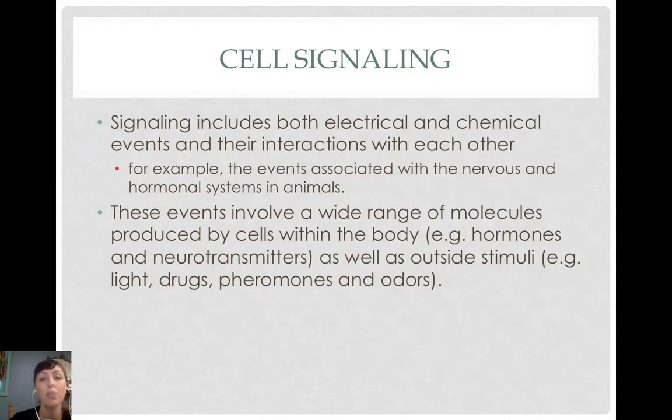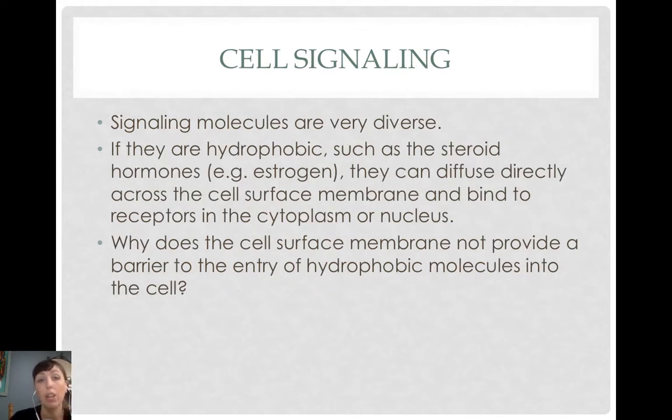Okay, signaling includes both electrical and chemical events and their interactions with each other, for example the events associated with the nervous and hormonal systems in animals. These events involve a wide range of molecules produced by cells within the body, like hormones and neurotransmitters, as well as outside stimuli, like light, drugs, pheromones, odors, temperature, etc. Signaling molecules are extremely diverse, as you saw in that model.